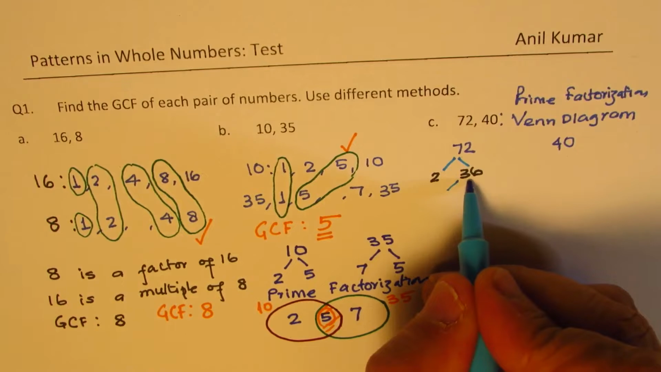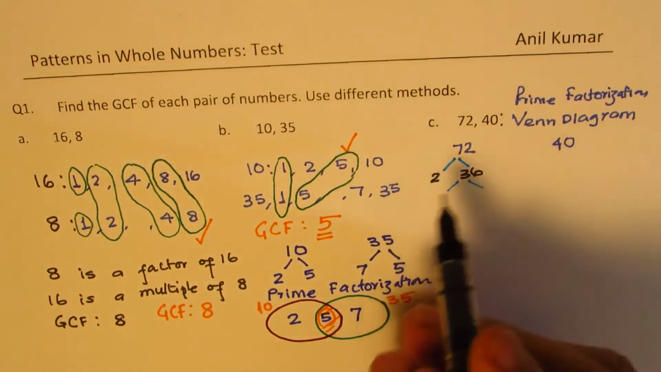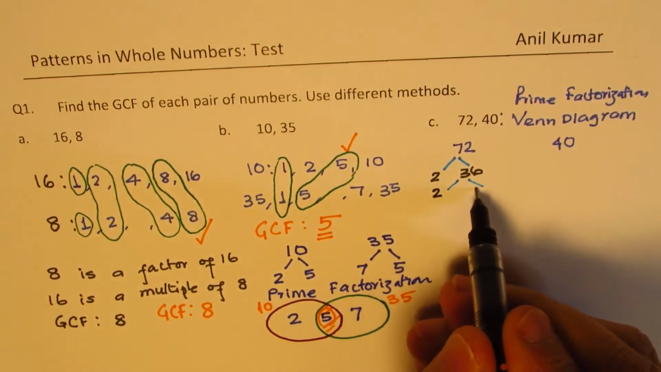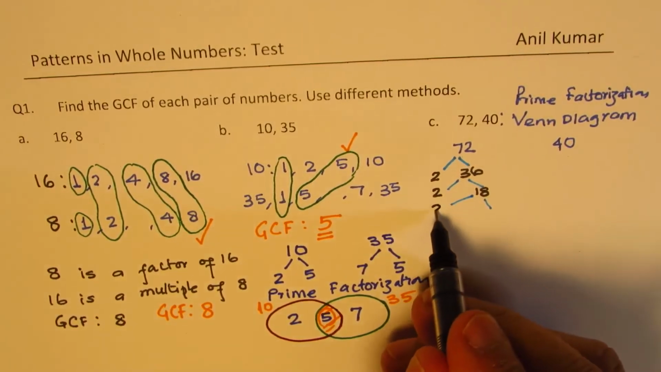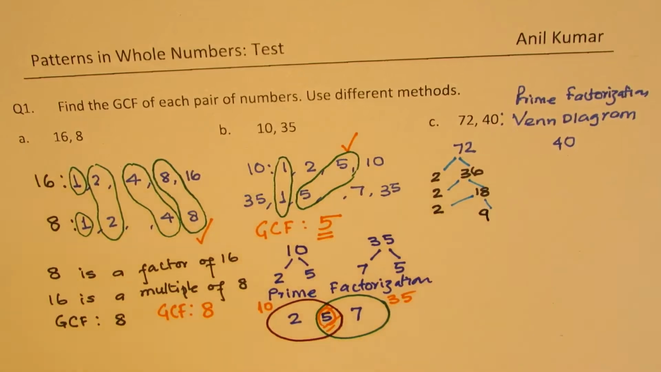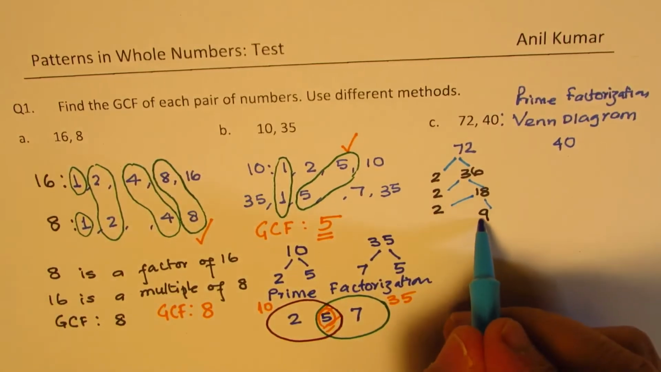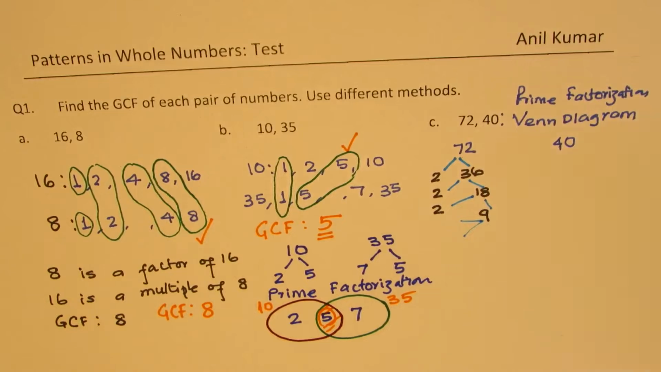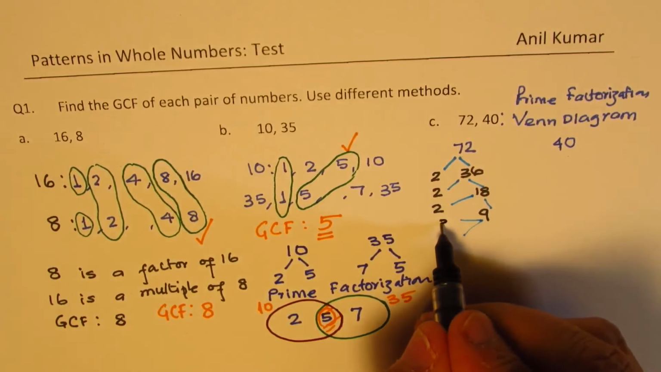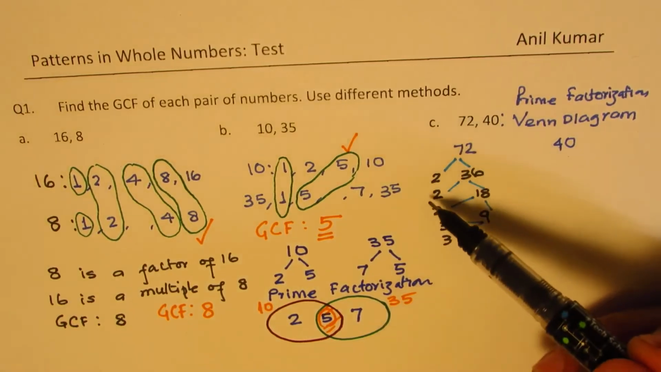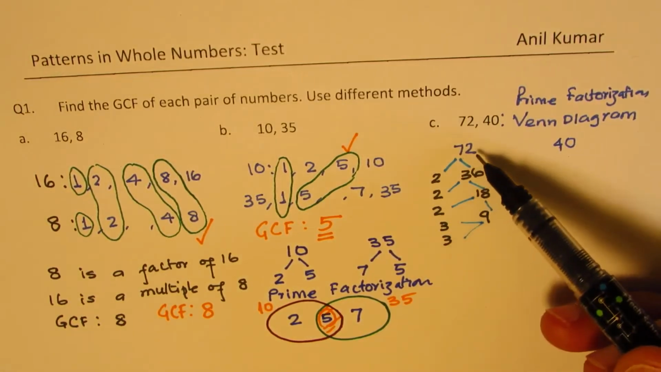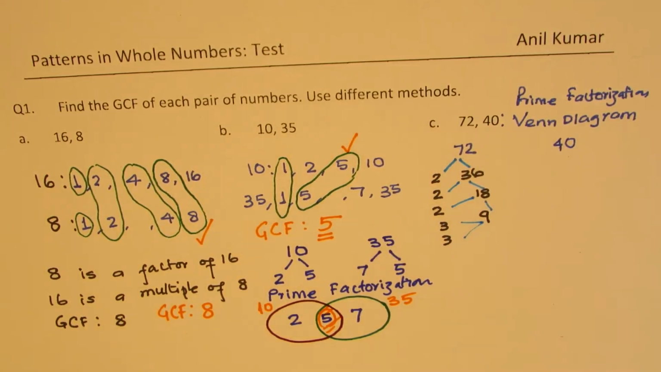So for 36, we can again split this, taking a prime number 2 times 18, and then with 18, we have again prime numbers, 2 is a factor, times 9, and as far as 9 is concerned, I could write 9 as 3 times 3. You see that? So 2, 2, 2, 3 and 3 are the prime factors for 72.